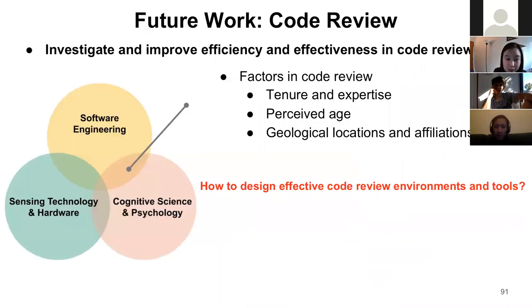As an extension of the last study investigating biases on genders and identities in code review, in the future, I'm also interested in expanding the investigation to other factors such as tenure, age, and geographical locations. For example, what happens when you see the code is written by a Russian or Chinese company? I want to complete the profile and provide a systematic understanding of effects of the non-functional factors in code review. Optimally, I hope we can use the findings to guide the design of tools and interfaces to improve the efficiency and effectiveness of code review.